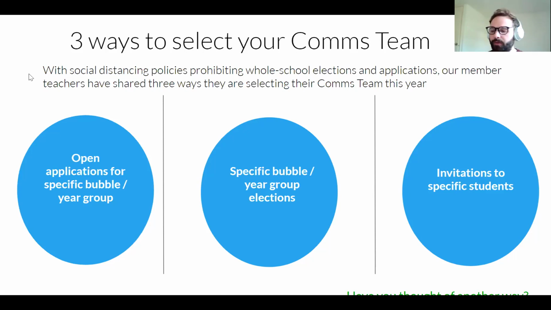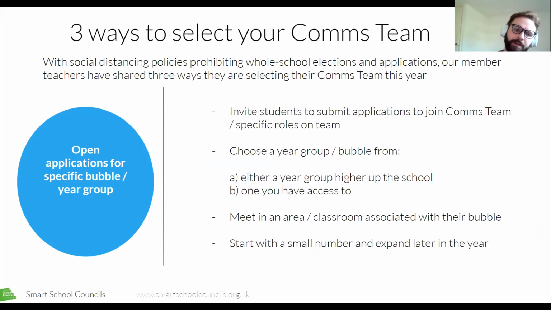So let's go into these 3 then and start to unpack them a little bit. The first one, open applications for specific bubble or year groups. So what does that look like? Well, it's like this. You would invite students to submit applications to join the communications team as a team. Or what you might do is ask them to apply for specific roles on the team. I mentioned the 5 core roles that we've talked about earlier on. It could be those 5, it could be others that you think are really important, whatever. So it's either an application to join a team in general, or an application for a specific role.